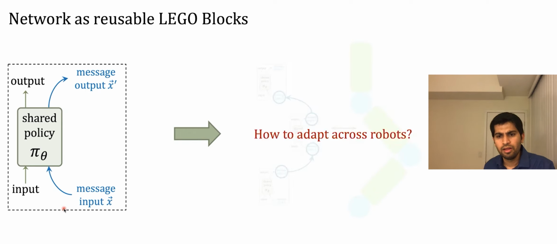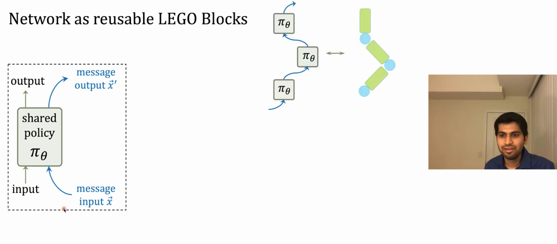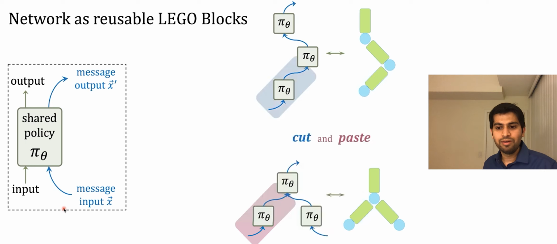Okay. But how does it help you adapt across robots? Well, it's again very simple. If I have a robot of this shape, I have a corresponding policy like this. If I have another robot which has this limb moved from here to here, like let's say this other robot, now what will I do? I will just cut a policy from here and paste it at that location because it's the same policy. I can arrange them in arbitrary fashion.